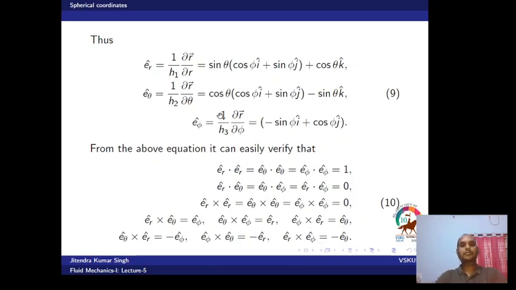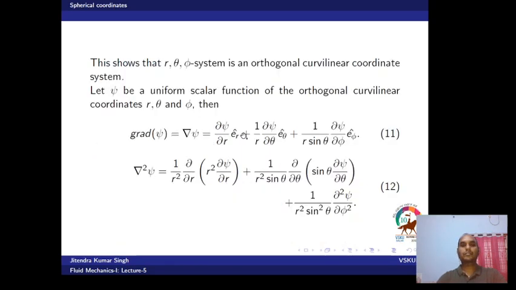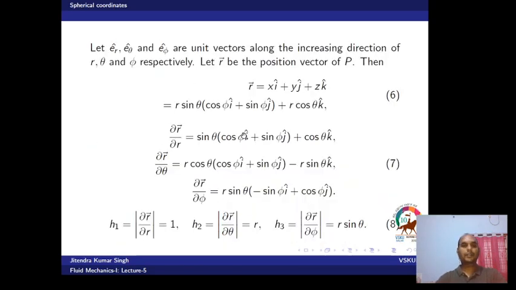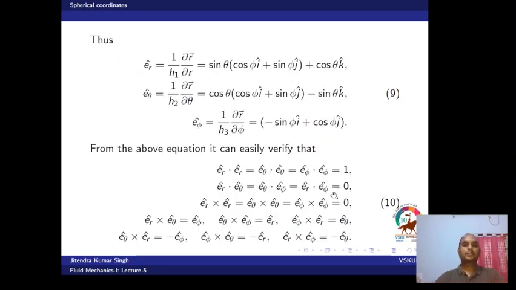And the e_phi vector is equal to 1 by h3 times partial r vector by partial phi. Since h3 is r sin theta, we get 1 by r sin theta times partial r vector by partial phi. We found partial r vector by partial phi as r sin theta (minus sin phi i + cos phi j). When we divide by r sin theta, the r sin theta cancels out. We get minus sin phi i + cos phi j. So this is e_phi.